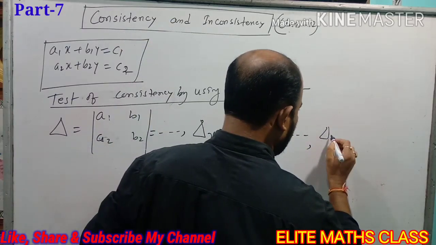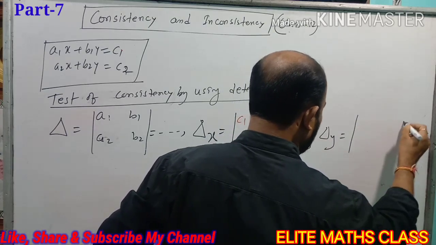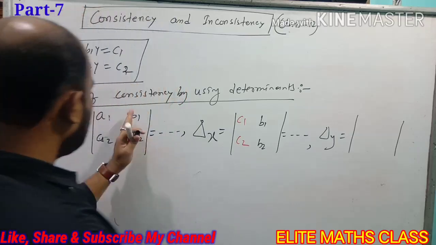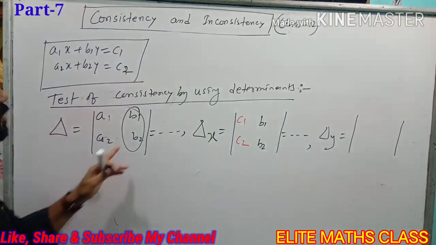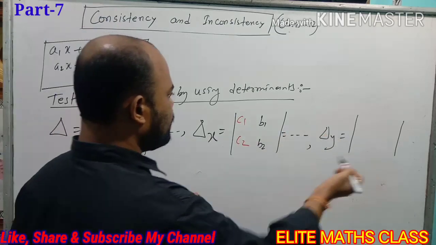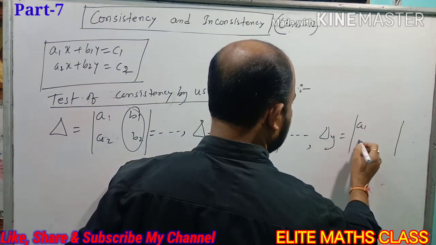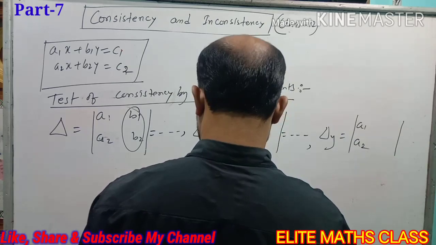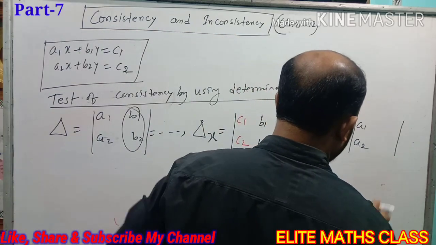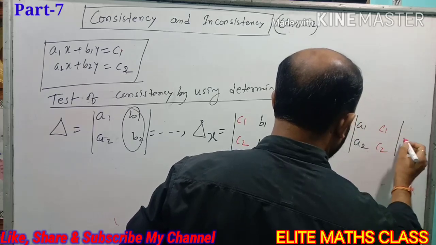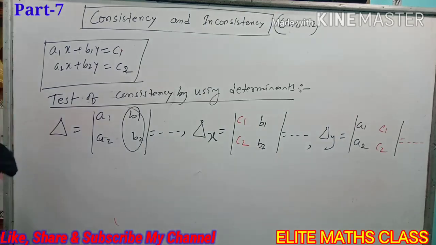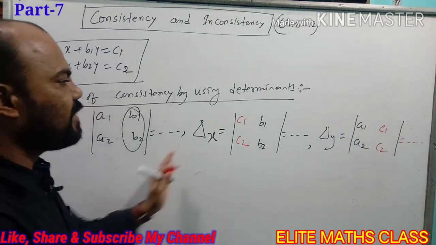Then we have to form another determinant, delta y. In the same way, it is delta suffix y. Here the second column is the column for the coefficients of y, so this column will be replaced by the constant terms. So what will delta y be? The first column will be the same as in del. In the second column it will be the constant terms of the given equations, c1, c2. Also find the value of this determinant. Just form the determinants and find their values.